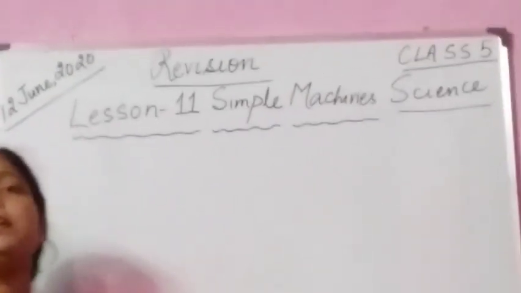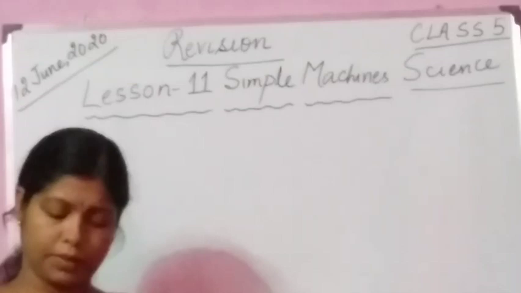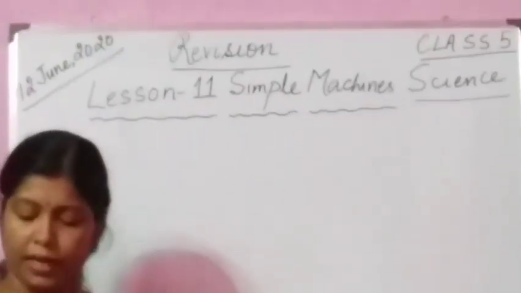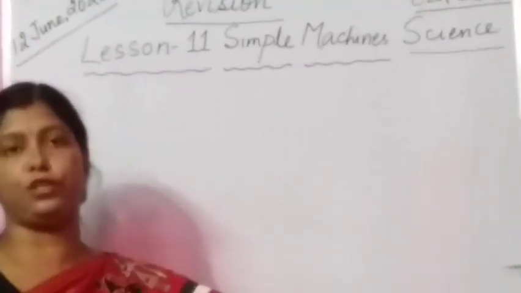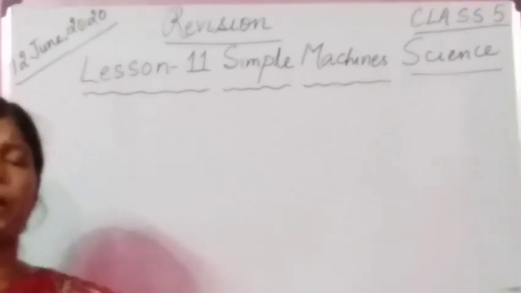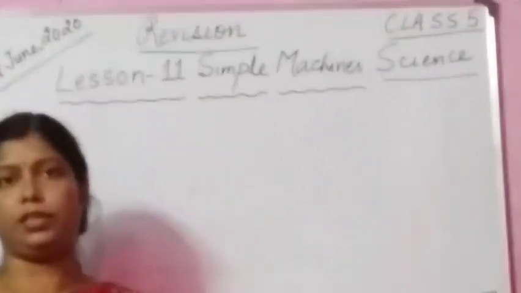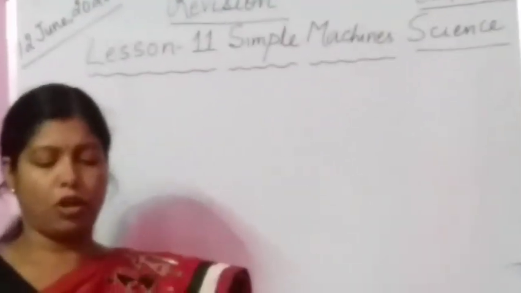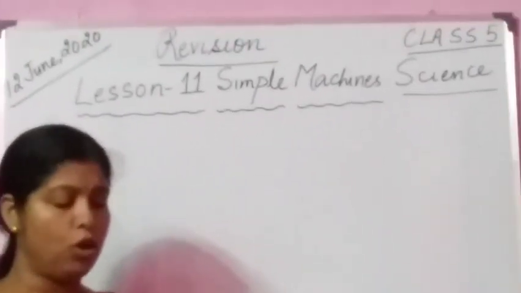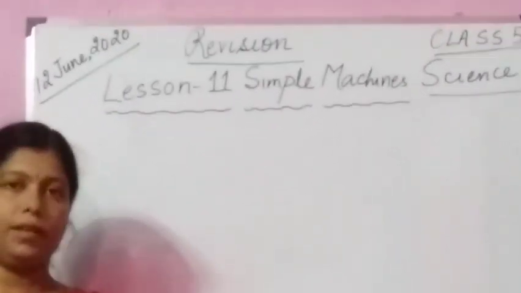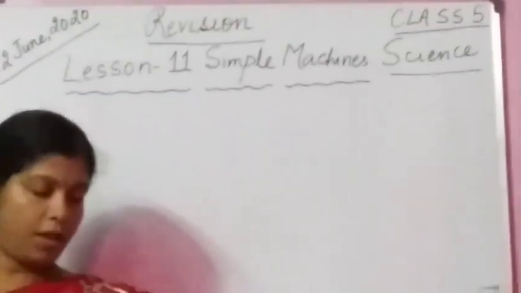Now, what are the types of simple machines? There is a wide range of simple machines like lever, inclined plane, pulley, wheel and axle, screw and wedge. Now in this chapter, I am going to discuss some objective type questions. In objective type questions, I am going to discuss now true and false.